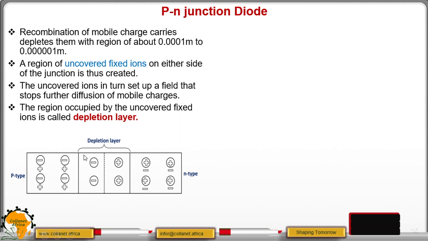So it implies that when this is created, the p-type will remain on this side and the n-type will remain on the other side.